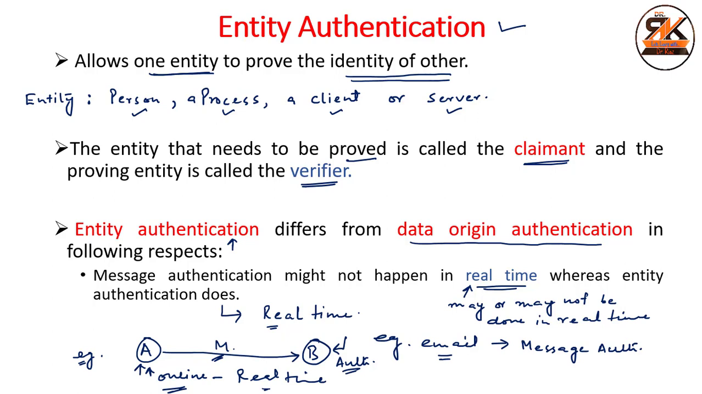In the message authentication scenario, for each message we have to prove that the origin of the data is authentic. But the entity authentication scenario authenticates the claimant for the entire duration of the session. For the whole session, that particular entity is authenticated, and when the session ends and a new session is started, entity authentication has to be done again. That is the difference between entity authentication and message authentication.